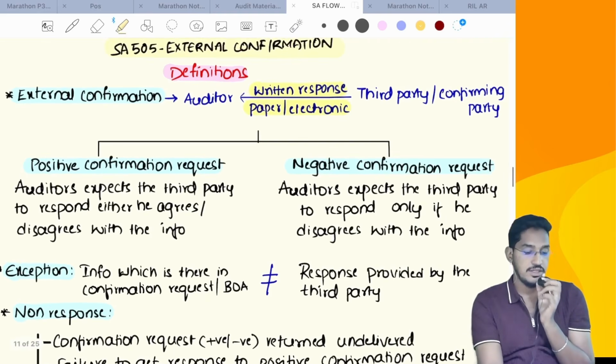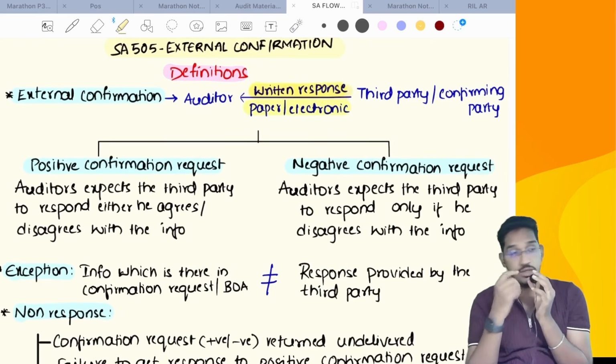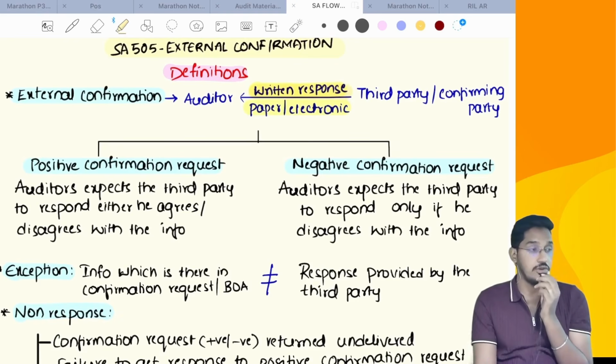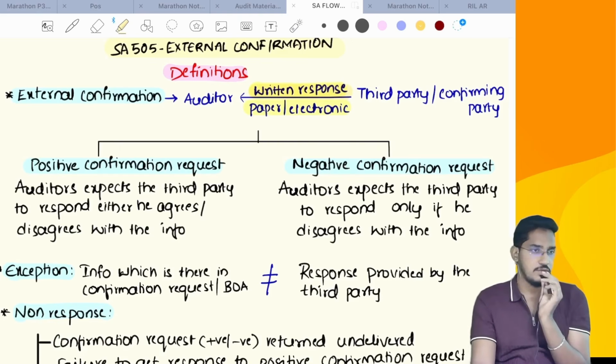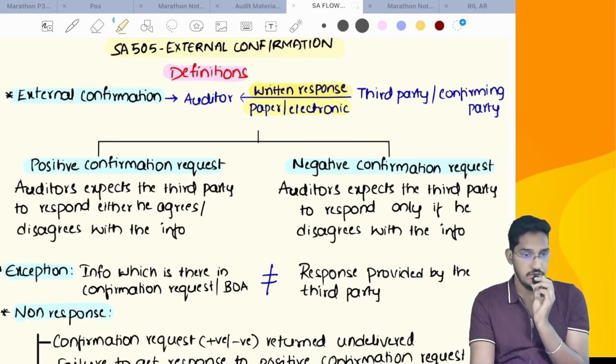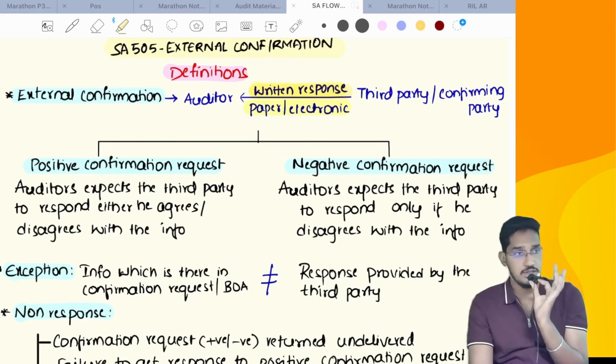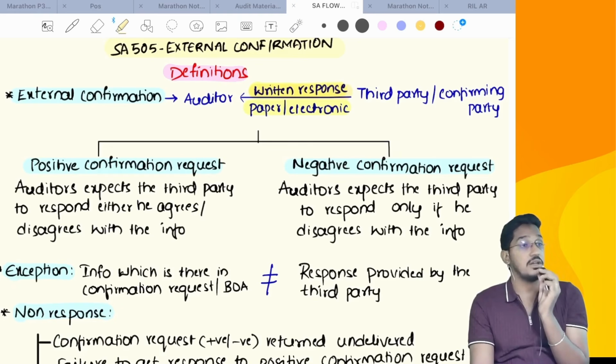So what is the meaning of external confirmation? It is a direct written response. One important thing you have to keep in mind, if you are getting an oral response, that will not be considered as external confirmation. In order to be considered as external confirmation, that response should compulsorily be a written response. Whether you get that written response in paper form or electronic form is up to your choice. But that should compulsorily be in written format. If you get an email, yes, external confirmation. If you get a WhatsApp message, yes, external confirmation. If you get confirmation over call, not an external confirmation, because it must be in a written format.